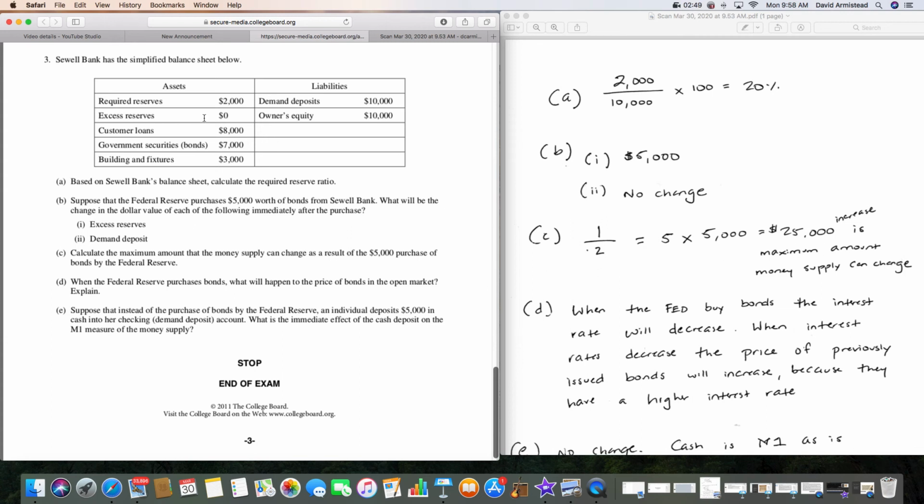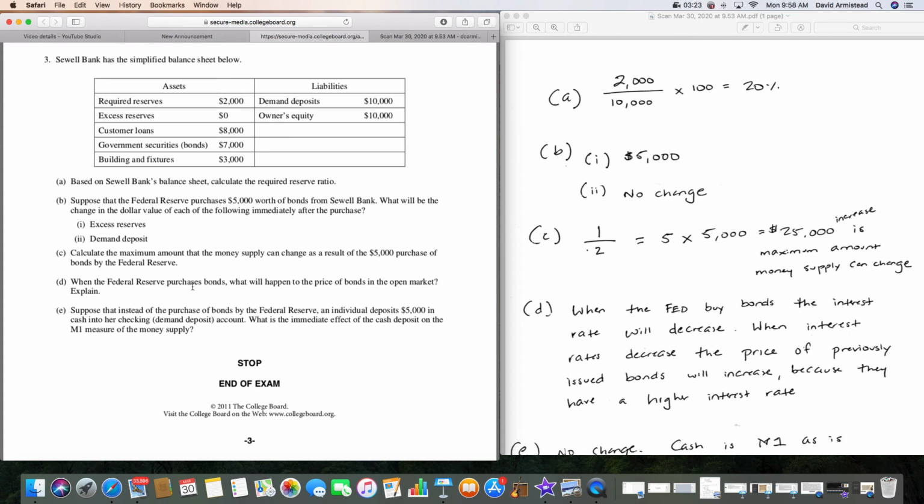Again, how'd I get that? I know the required reserve is 20%. 1 over 0.2 is 5. Now I've got my money multiplier. 5 times all of that 5,000 can be loaned out. $25,000 increase is the maximum amount the money supply can change. All right. If it was a demand deposit, then you got to take out the required reserve and then get your money multiplier, and then you end up with a different amount. But when it's the Fed buying bonds, all of it can be loaned out because all of it's going to end up in excess reserves. I hope that makes sense.